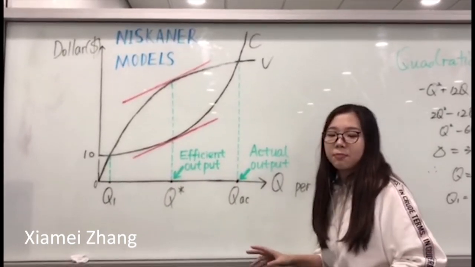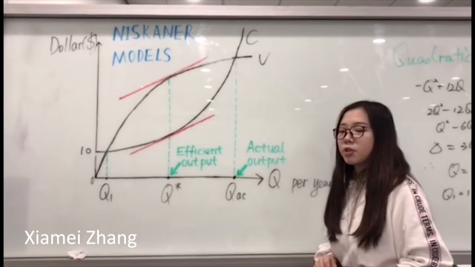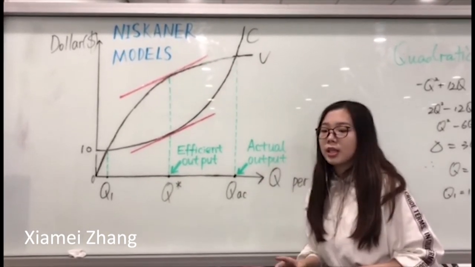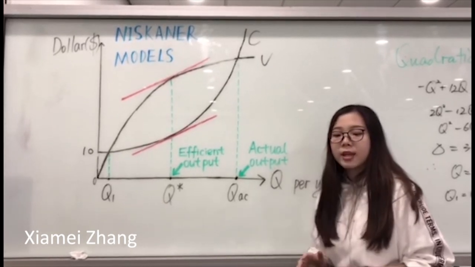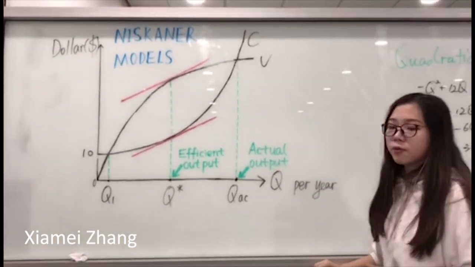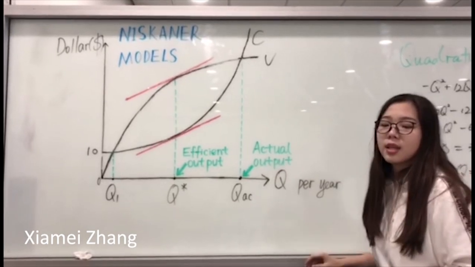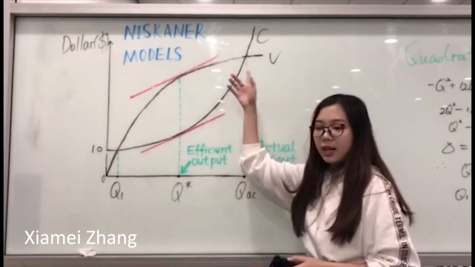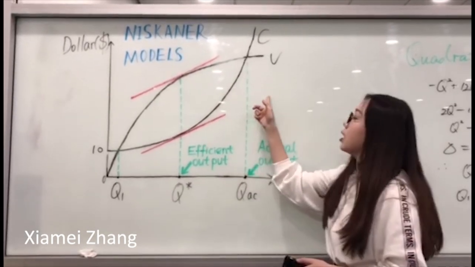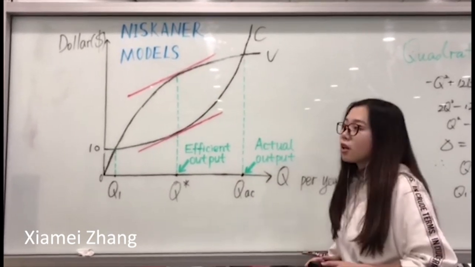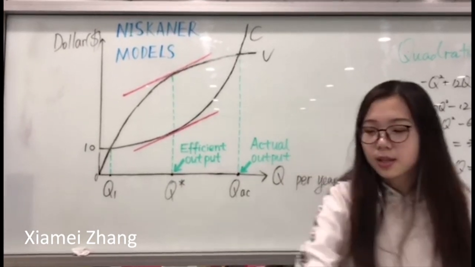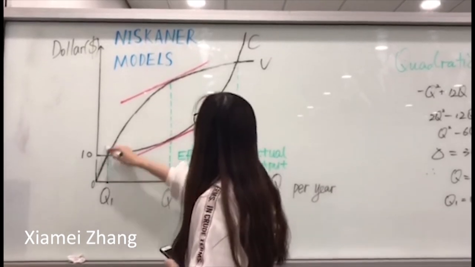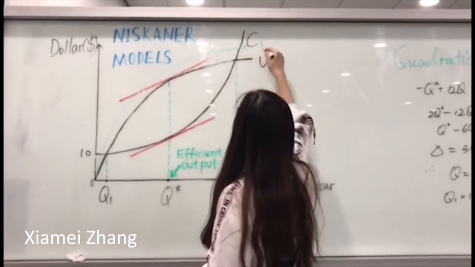Bureaucrats are like businessmen in the market. They pursue maximizing the department's budget, thus increasing its salary and power. Therefore, they are responsible for providing the public service. The more service the department supplies, the higher its budget will be. So the V curve will concave up and the actual output will move to the right.